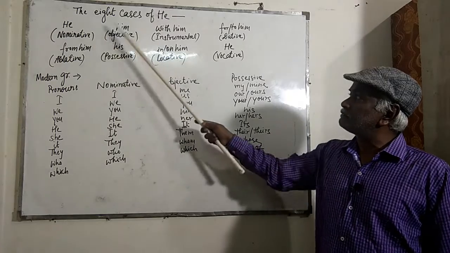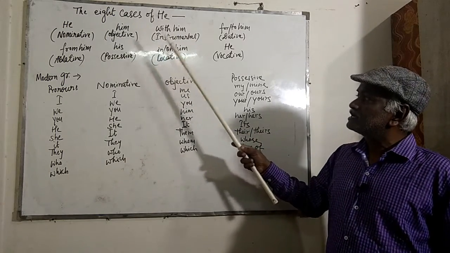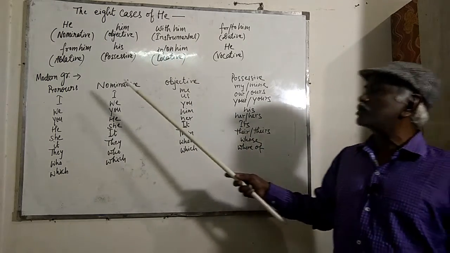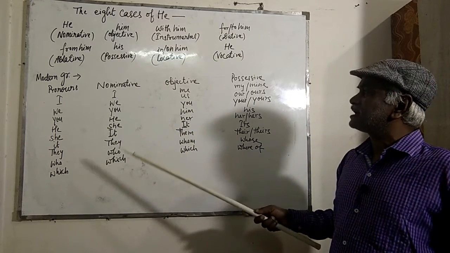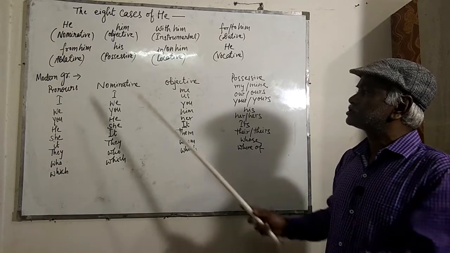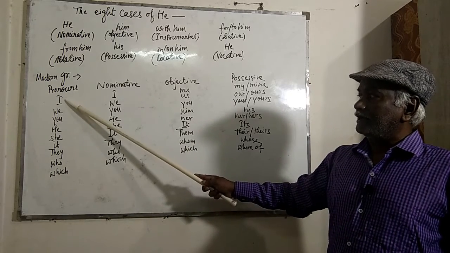These 3 forms have been used in different ways. So now let us come to modern grammarians. Let us examine modern grammarians and go through all the pronouns. Suppose I am taking I.